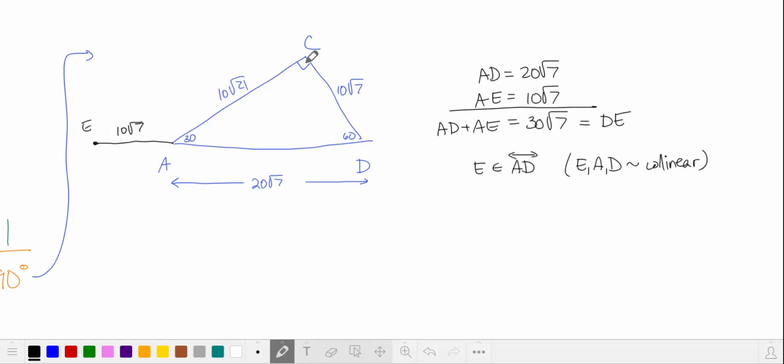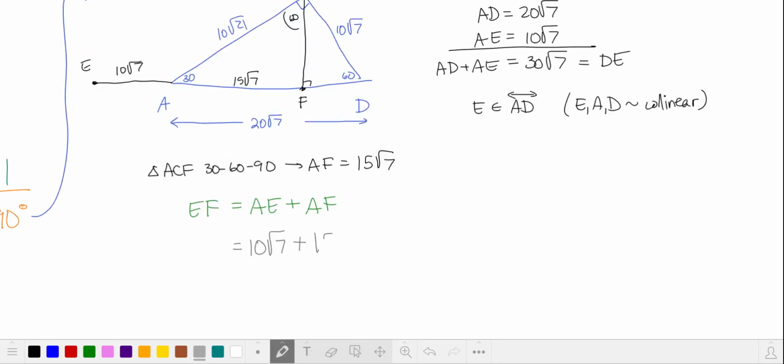We're asked to find the distance from E to F. So we'll just create another 30-60-90 triangle, which gives us that AF is 15√7, and we'll plug in these distances to get 25√7. So M plus N is 32.